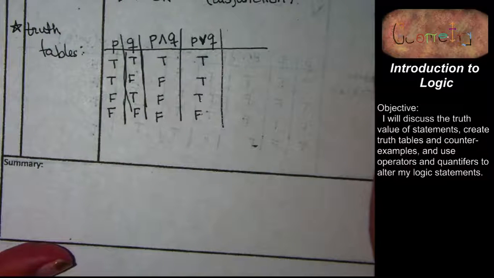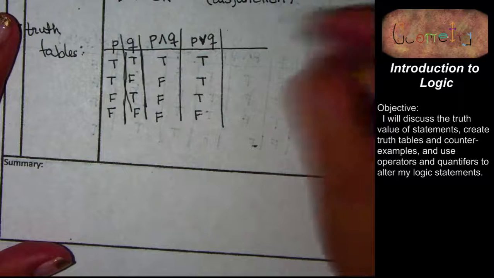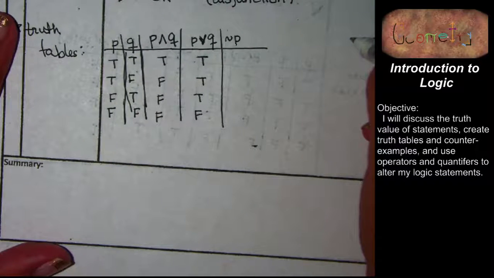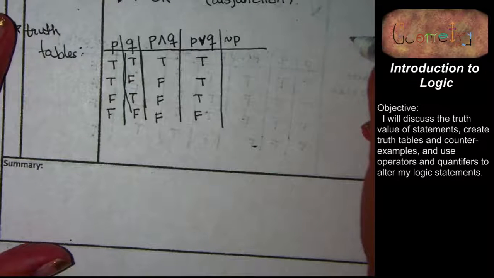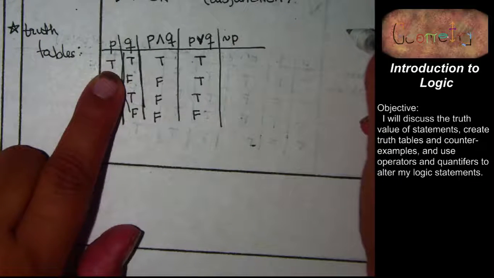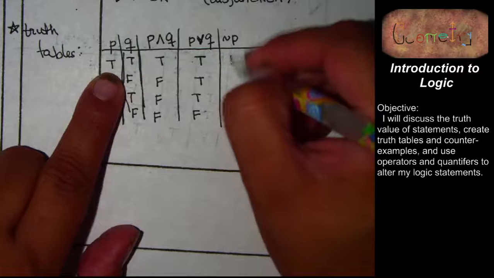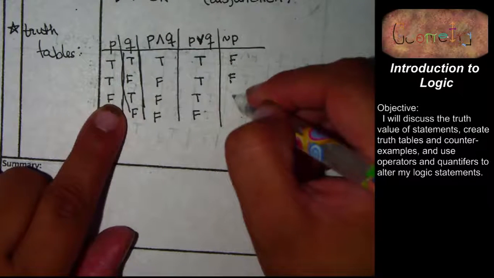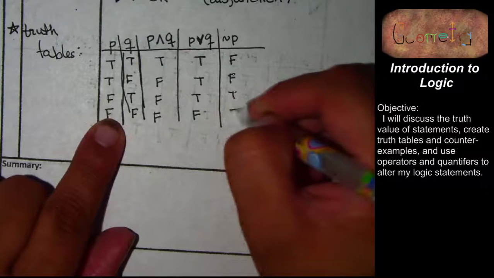Let's try to make it more complicated. That symbol says not P. Basically, take the truth value of P and make it the opposite. What do I have already for the truth value for P? True. So the not P is false, and so on for the remaining rows.